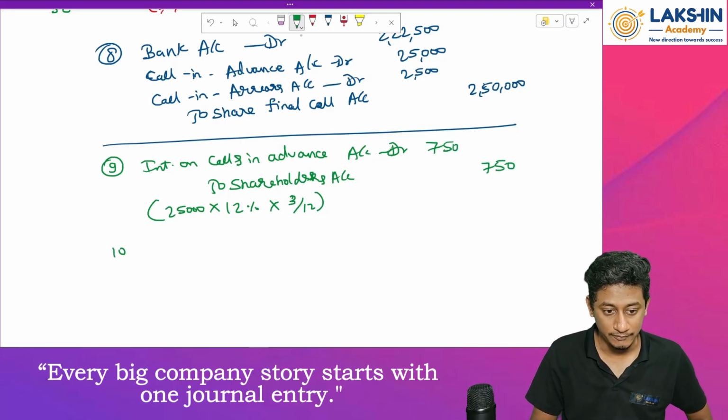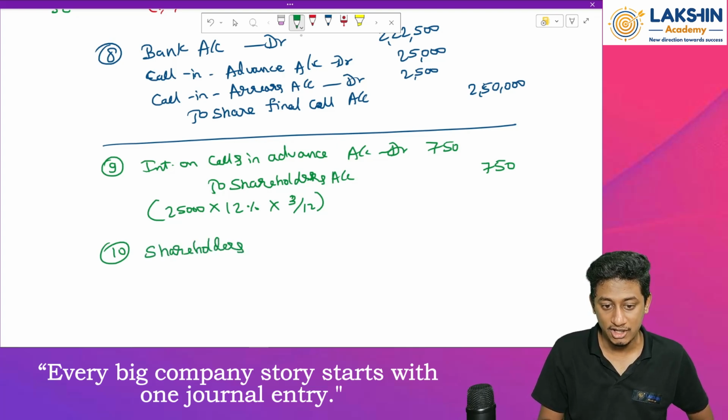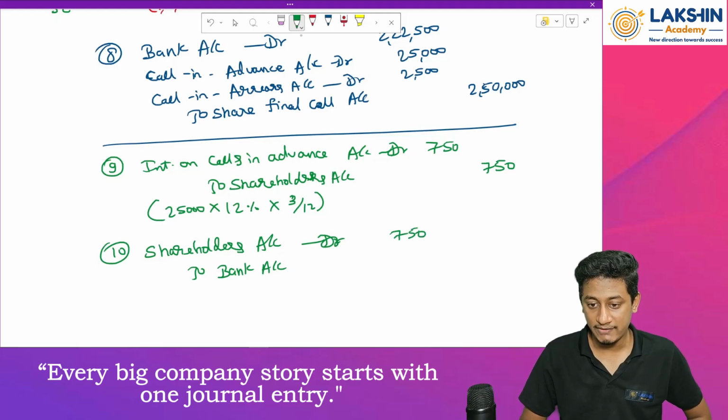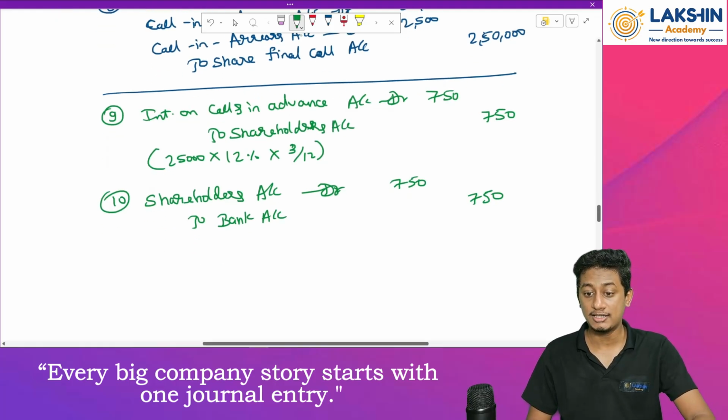So let's pay it off on 10th entry. So now debit shareholders account, because he was a liability before. Now I am clearing off the liability by debiting it. So shareholders account debited to bank account. I am paying it through bank account. So bank account rupees 750. Okay. This was done regarding the calls in arrears.